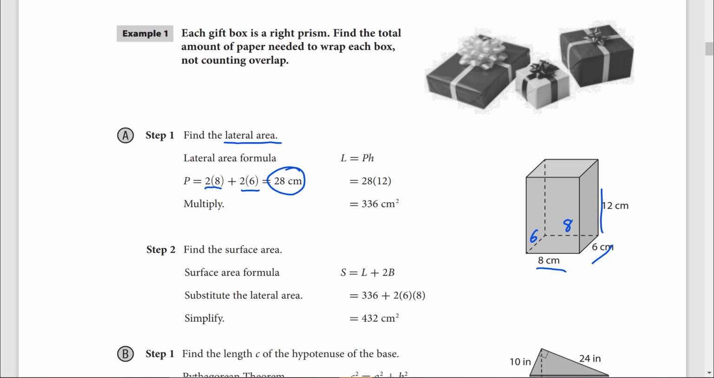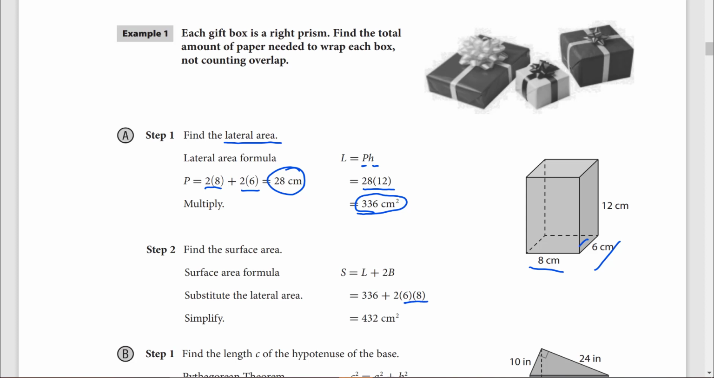Now we multiply that by the height. So we have perimeter times height, 28 times 12. The lateral surface area of this box, this prism, is 336 centimeters squared. So we're set for our upright sides, but what about our bases? Well, it's a rectangle, and we know the area of a rectangle is length times width. So we're looking at 6 times 8, or 8 times 6.